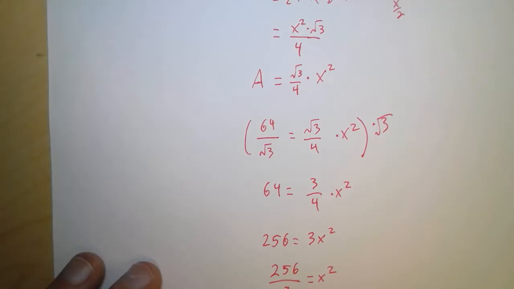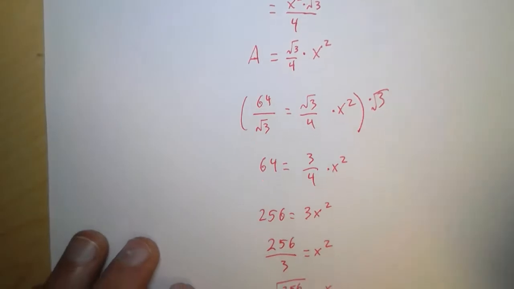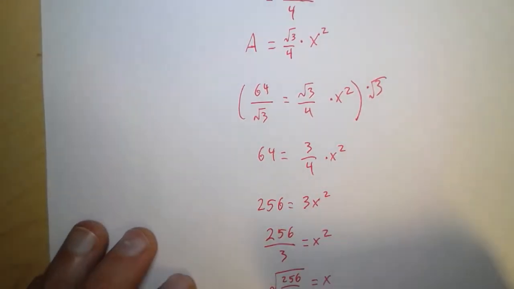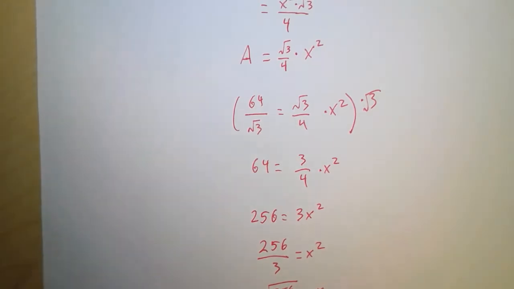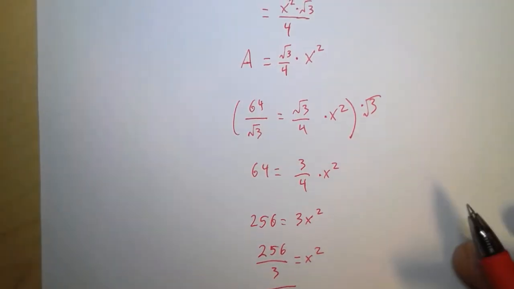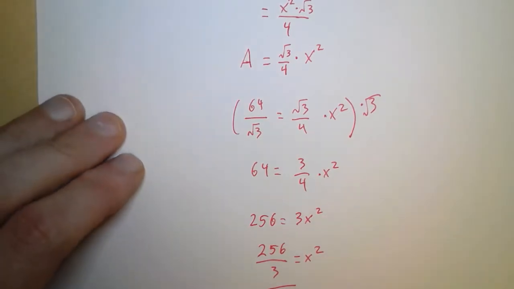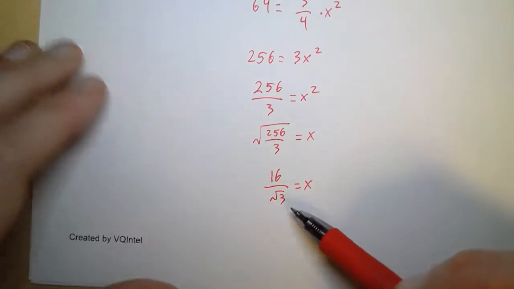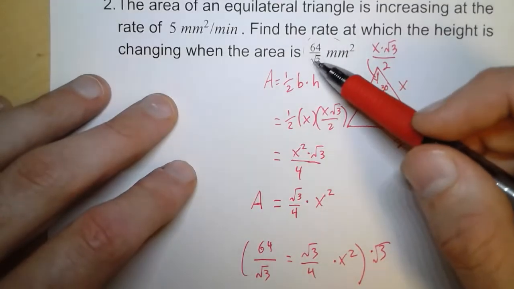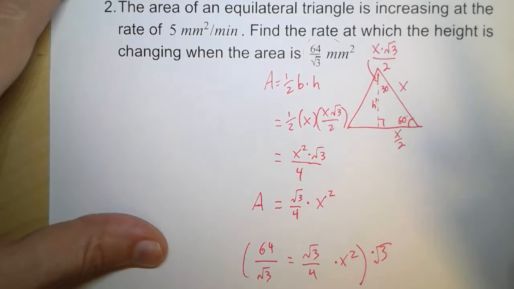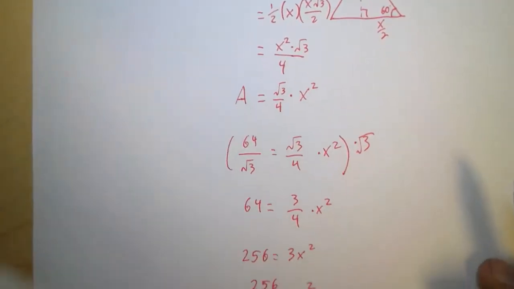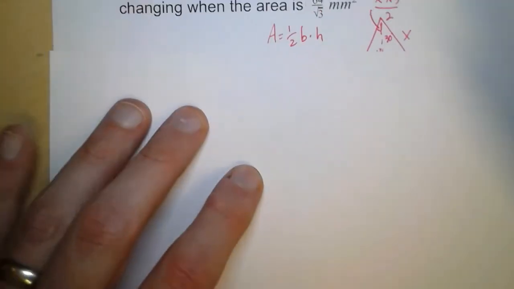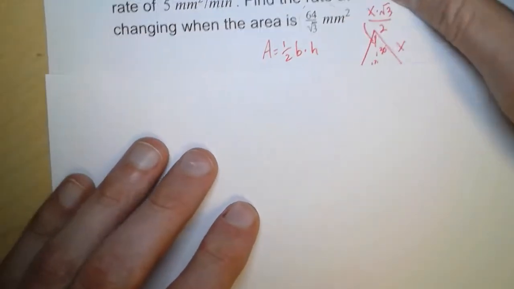And if we take the square root of 256, we get 16 over radical 3. That equals our side length. Now actually we haven't done any related rates yet, because all we've done is find the length of the side, 16 over radical 3, when the area is 64 over radical 3. Now we have to go back and say, well, wait a minute. Let's go look at our formula and let's apply some related rates.